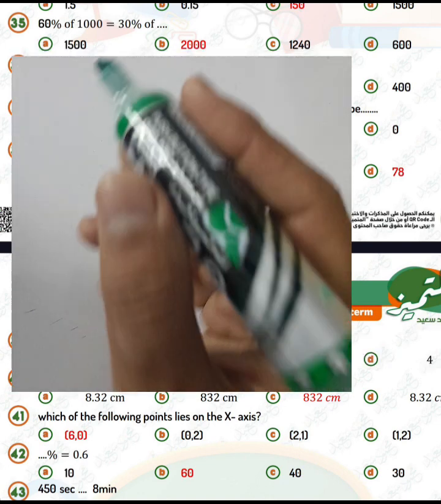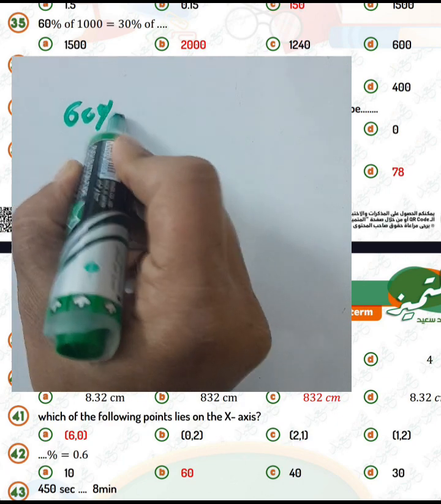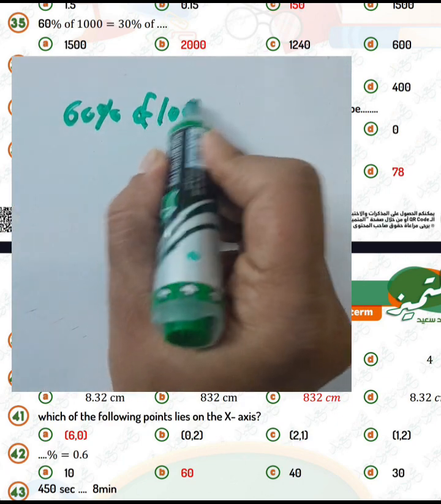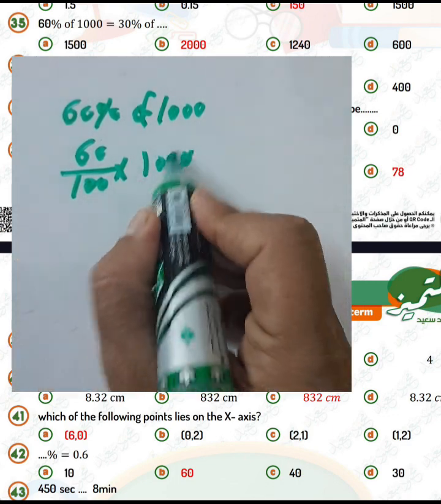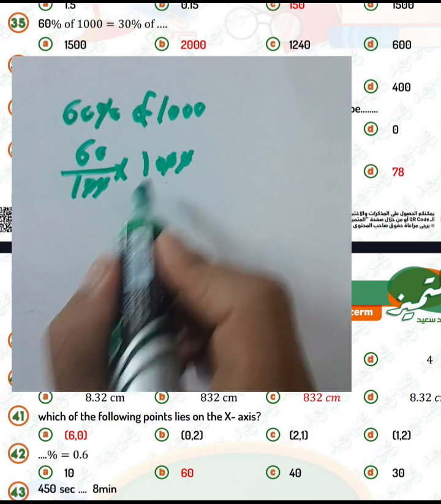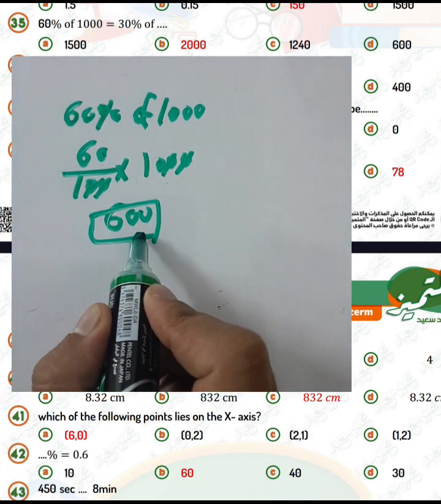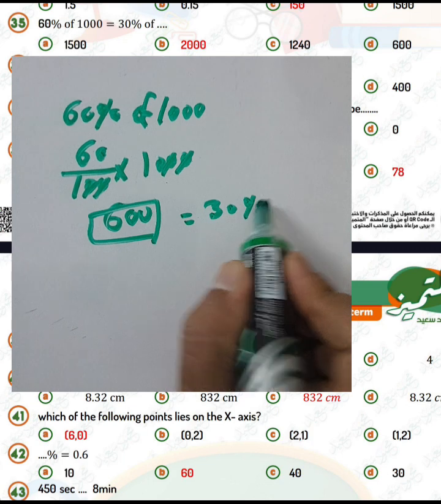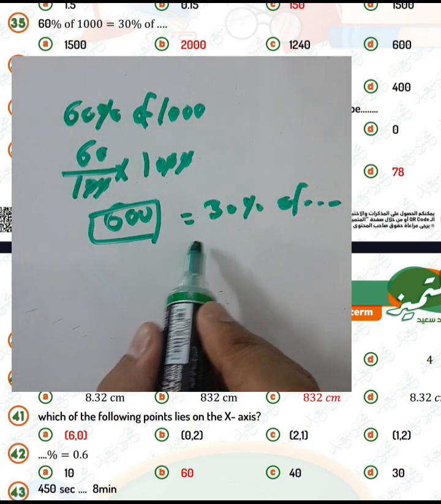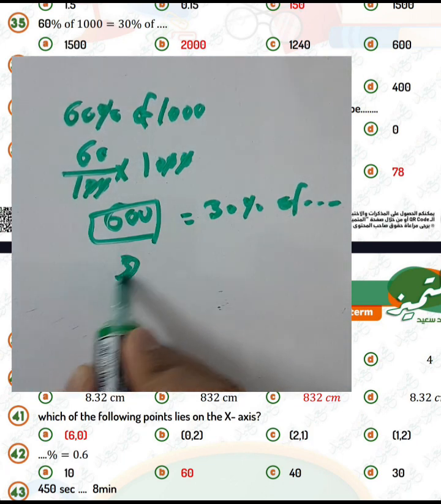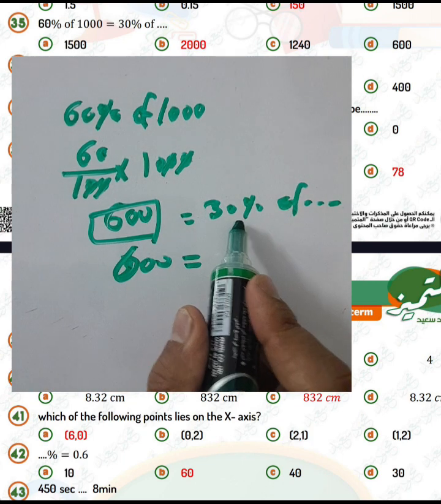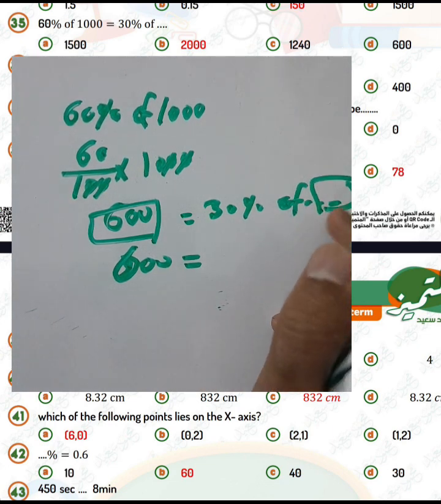Next, question 35. 60% of 1000 equals 30% of what? We can write 60% of the number 1000, it means 60 over 100 times 1000, cancel double 0 by double 0, and 60 times 10 will be 600. Okay, 600 equals 30% of what? We have here 600, it's the result. What here? It means the whole number. We want to find the whole number.